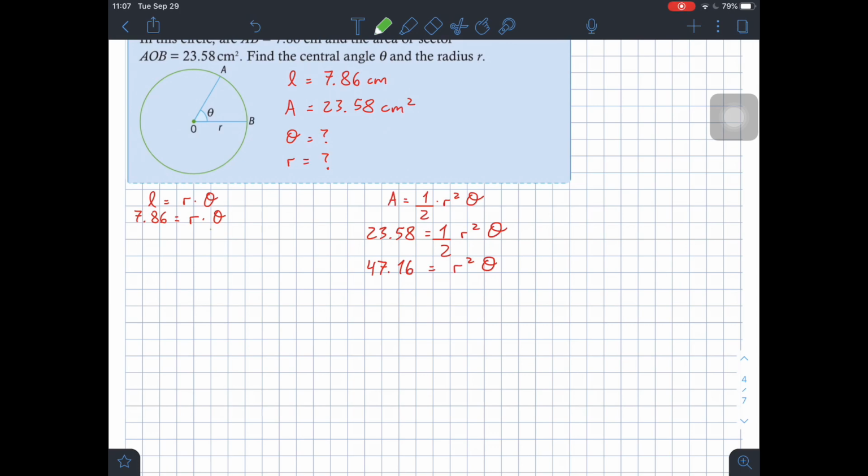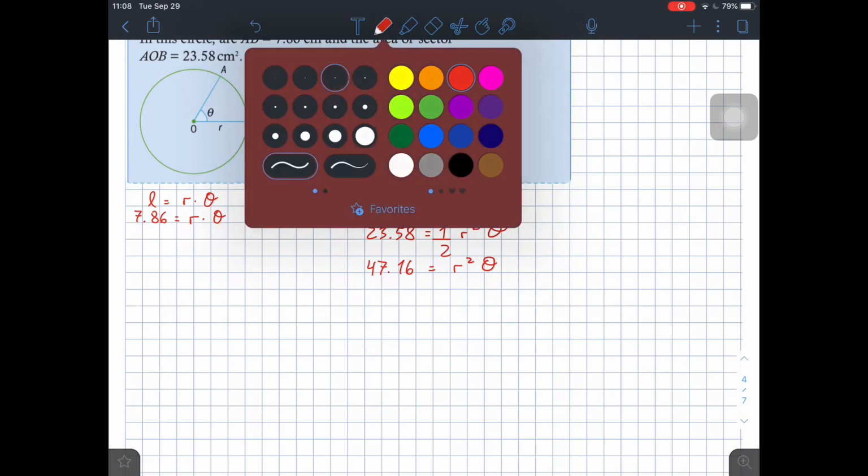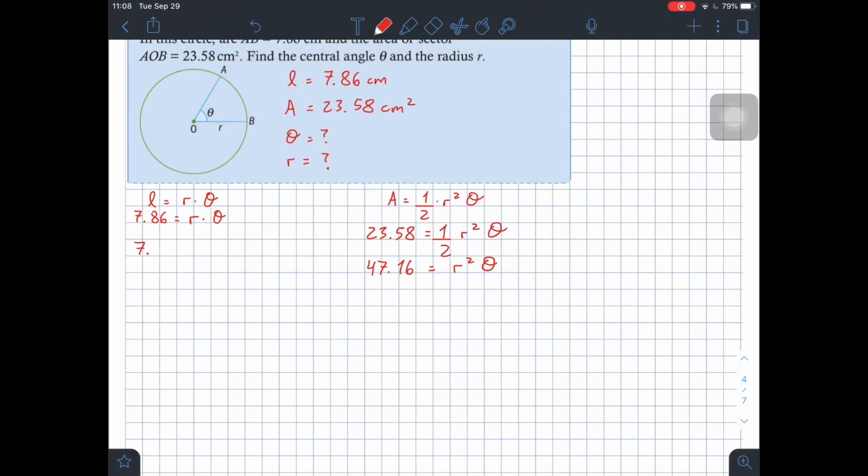Leave one of the variables alone, for example, theta, and plug in the equivalent value in the other expression, right? So I can say that from this equation, for example, 7.86 divided by r is equal to theta, right? If I take the r dividing to the other side. So this equivalent expression, this one over here, I can take it and replace it right here, right? Instead of the angle theta, I'm going to write its equivalent value.